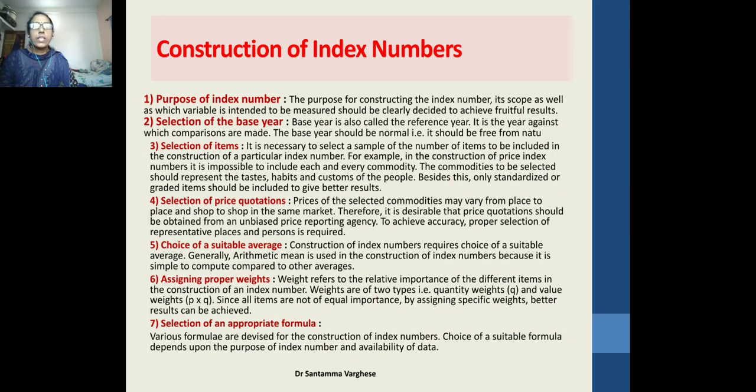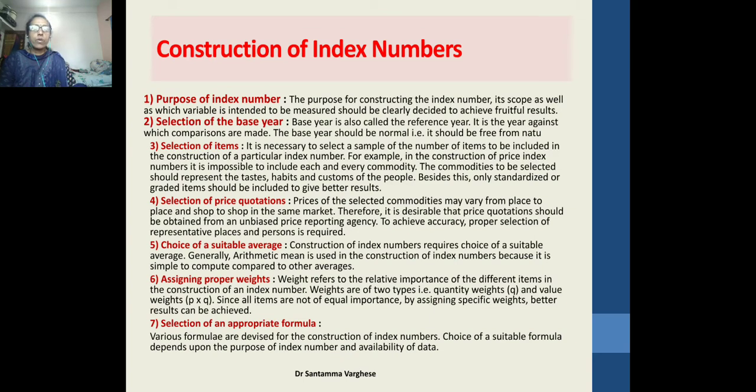While constructing the index number, we have to keep in mind the following steps. It is very essential while constructing the index number. There are 7 steps given in the slide: purpose of index number, selection of base year, selection of items, selection of price quotation, choice of suitable average, assigning proper weights, and selection of an appropriate formula. So these are the 7 steps involved in the construction of index number.